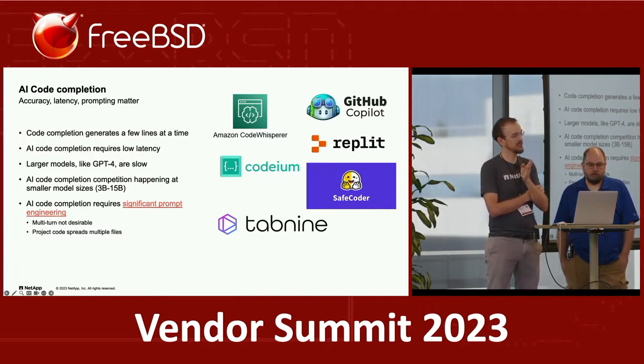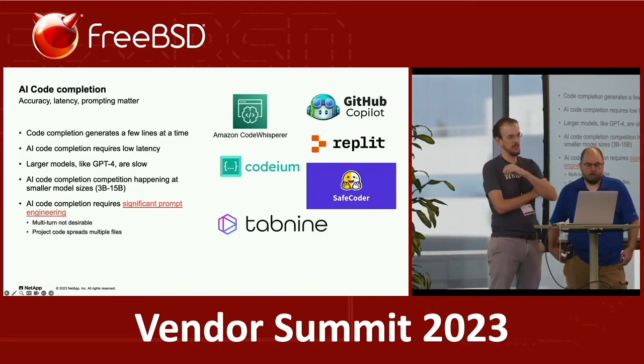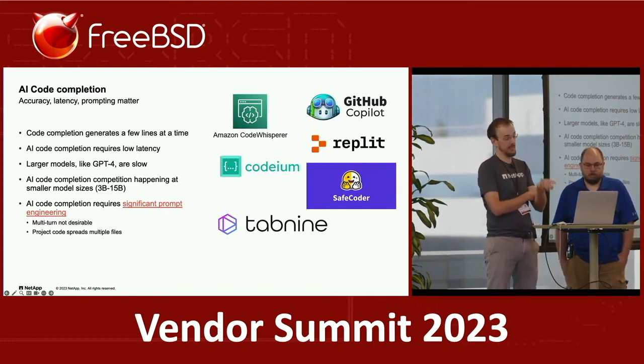GitHub Copilot actually uses Codex. I don't know what Amazon uses. Replit uses their own model. SafeCoder uses StarCoder, and so on. They all use smaller models to do code completion because of the latency problem, right? And so what's exciting here is that competition can happen at a much lower size for the models with way fewer GPUs, and so you see a lot more players in that space. Like I said, I have 6 here, but there is probably double that number, right, in reality.